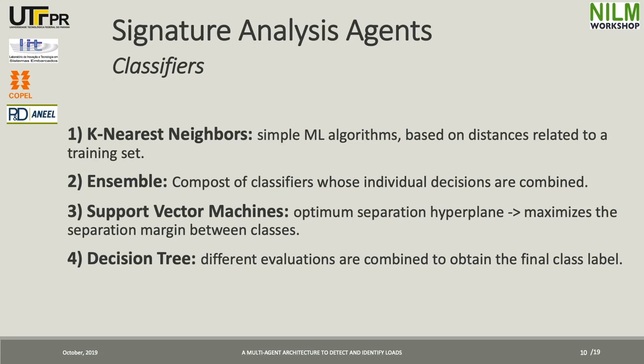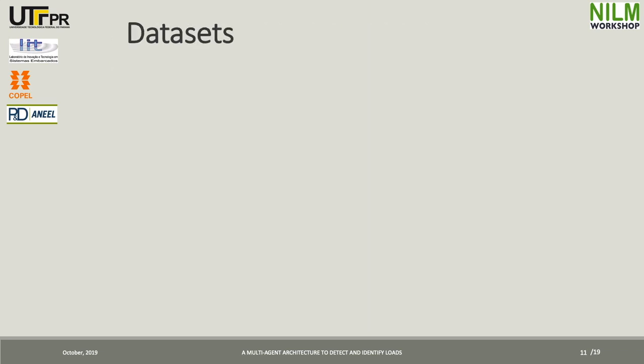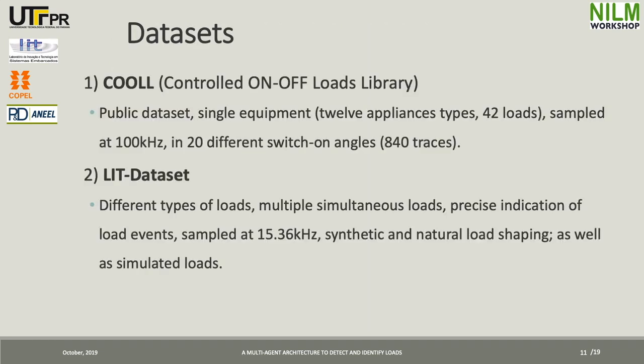And the second part of the signature analysis agents are the classifiers. So as I said, we are using the k nearest neighbors, the ensemble, the SVM, and a decision tree. We were working basically with two data sets, the COOLL data set that's well known, and a data set we are developing ourselves. The data set will be presented tomorrow in the afternoon. It will also be presented in the poster section if you want to hear about it, and in the lightning talk just after this session.